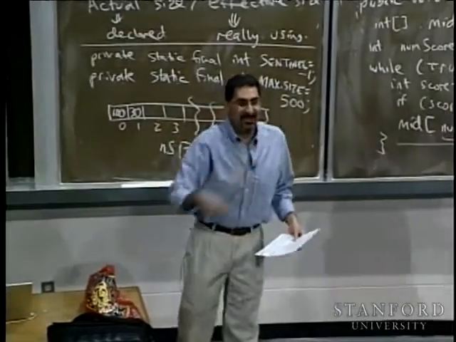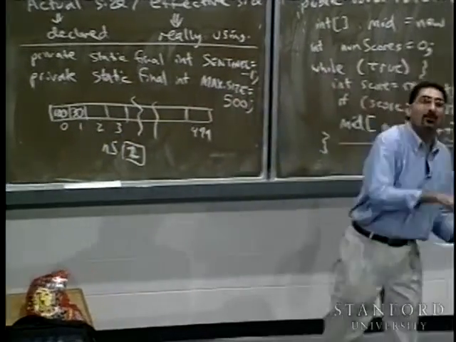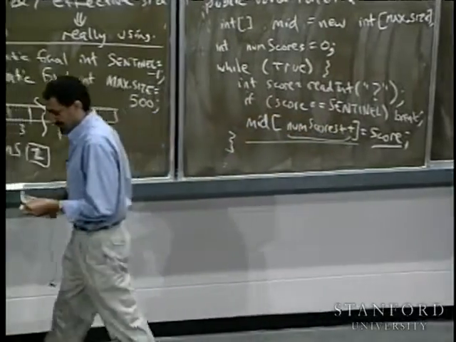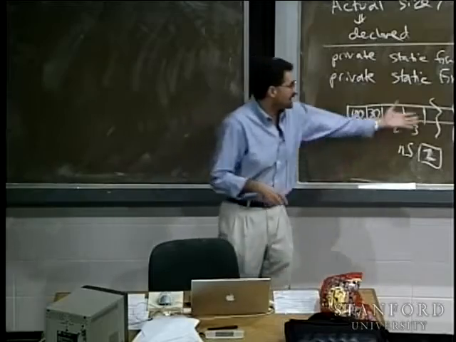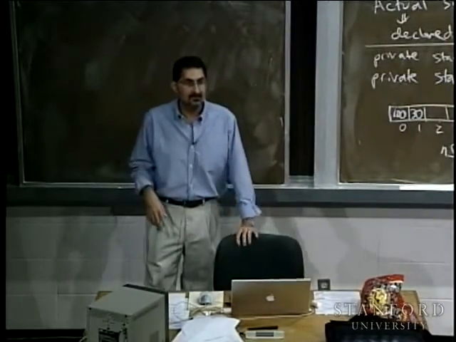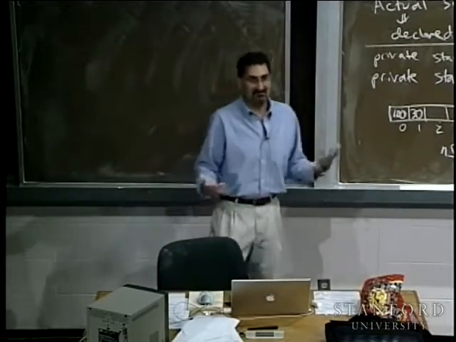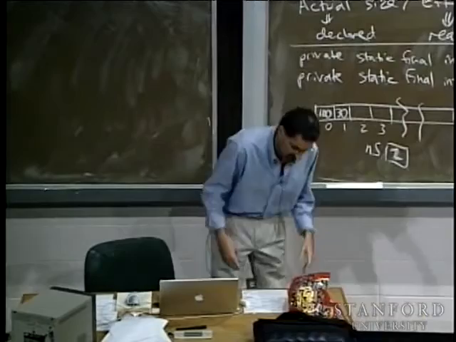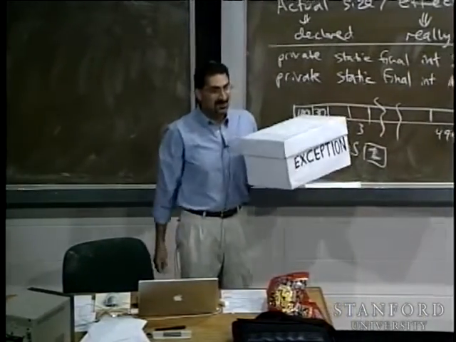Good question. Is that what you were going to ask back there too? Yeah, what if someone just enrolled a whole bunch of times in the class? That's an excellent question. What do you think would happen if I try to access, say, mid sub 500? You're like, I don't know, I get candy? No. You get an exception.